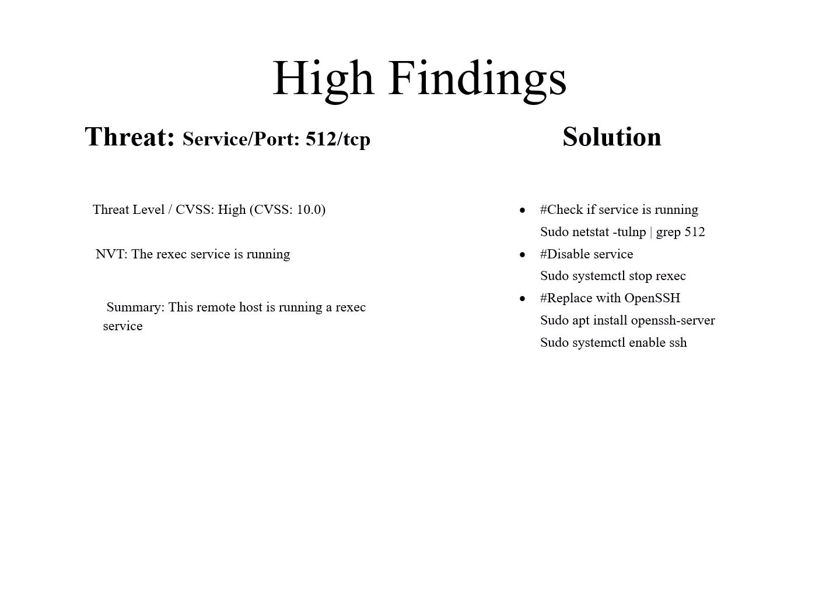Our second high vulnerability finding was a port 512 TCP error. It is also a threat level of CVSS 10. The Rexec service is running, and this is a remote host running on the service. So what we want to do is check if the service is running. From there, we want to disable our service and replace it with OpenSSH.